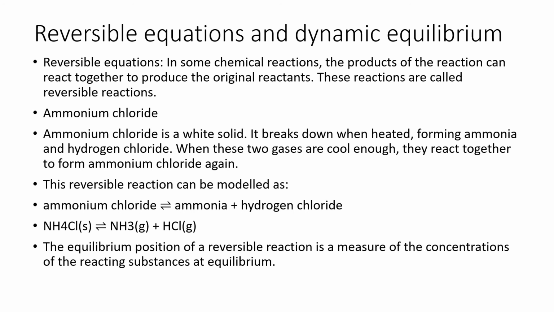So to show the reversible reaction, we write ammonium chloride, then two arrows showing the reversible reaction, and then ammonia plus hydrogen chloride. In other words, hydrochloric acid. So NH4Cl ⇌ NH3 + HCl. The equilibrium position of a reversible reaction is a measure of the concentrations of the reacting substances at equilibrium.